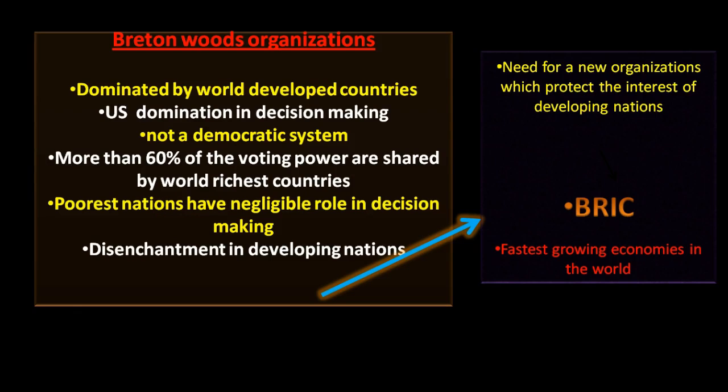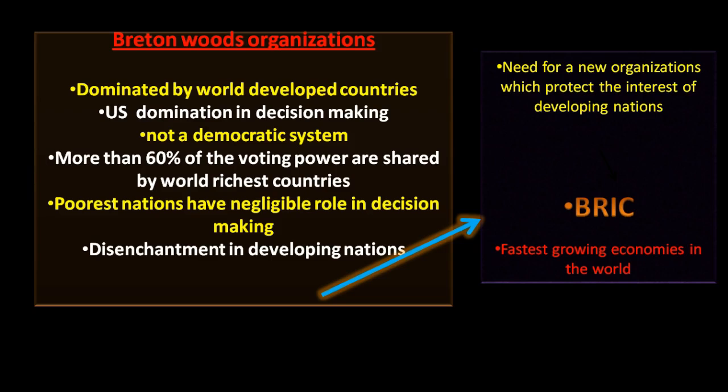Voting power is determined by the quota system, and the US has the highest voting power, so it is not possible to take any important decision without US consent. So there is US domination in decision making. The managing director of the International Monetary Fund is always a European, and the president of the World Bank is always from the USA. This is the convention. So we cannot say it is a democratic system.